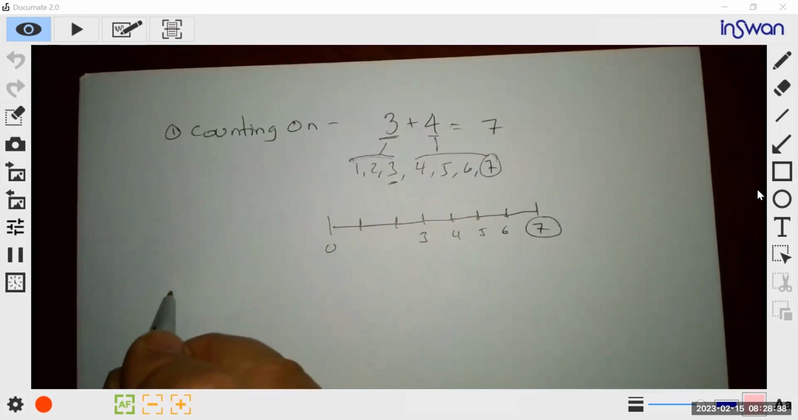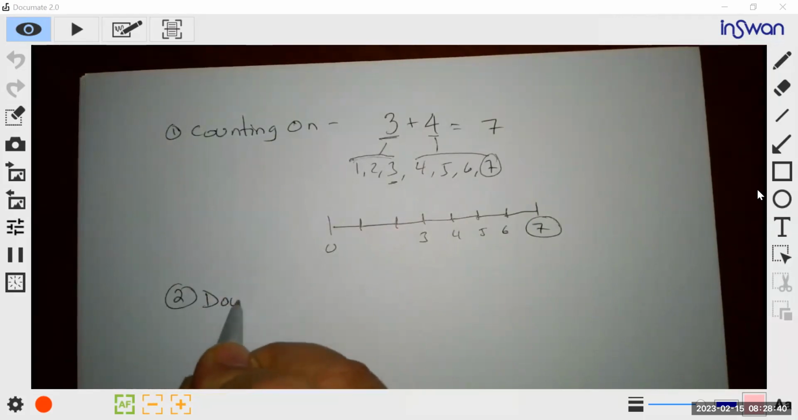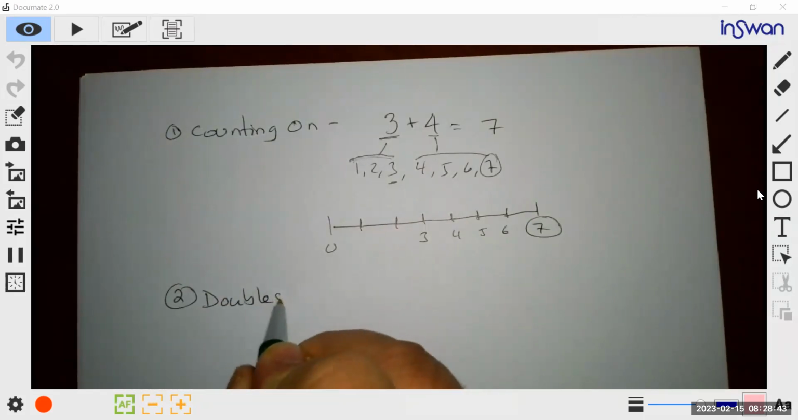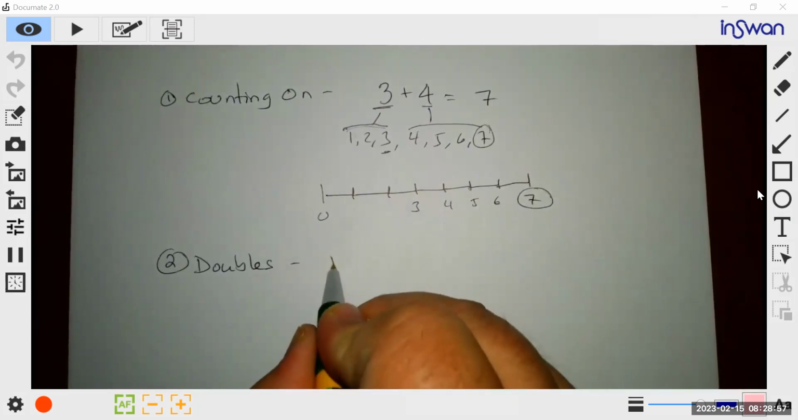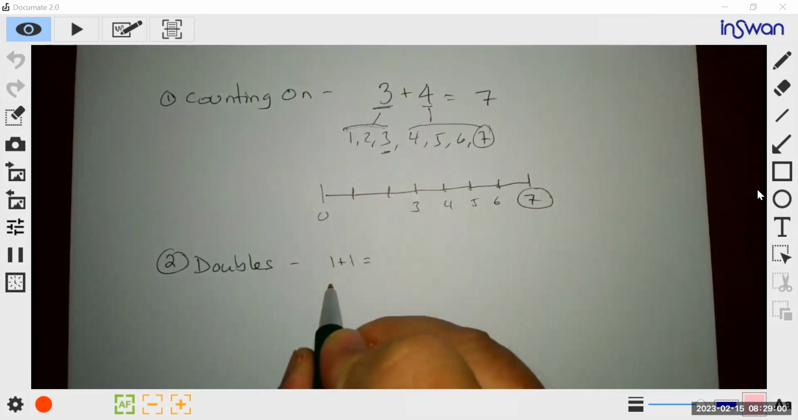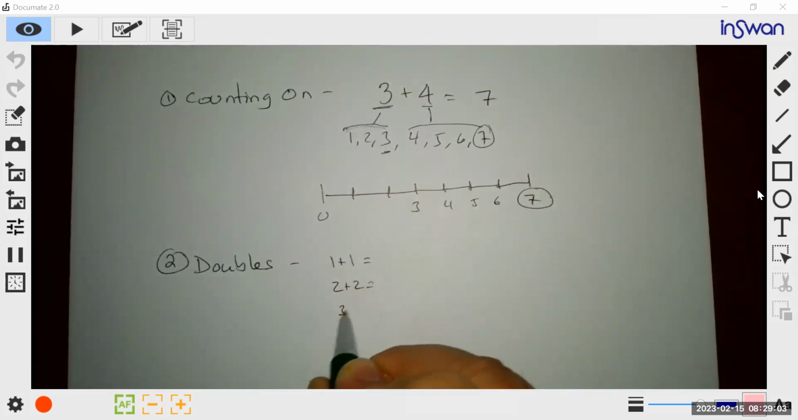That's the first one. The next one we have is called doubles. With this method, we first teach the kids 1 plus 1, 2 plus 2, 3 plus 3, and so on and so forth. Because once they understand these, then addition of any other numbers are pretty easy.